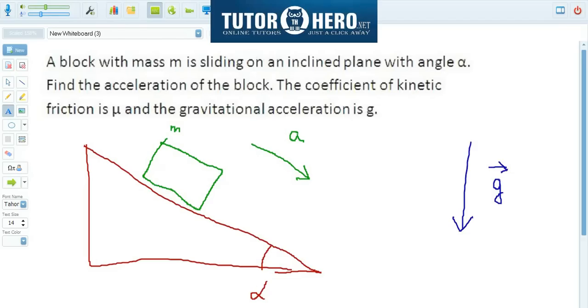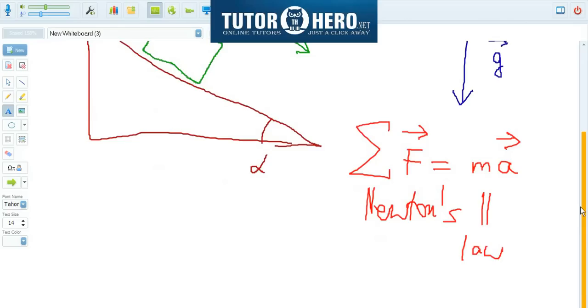So what should we use? We should use Newton's second law of dynamics. Newton's second law says that the product of mass and acceleration of the body is equal to the sum of the forces acting on the body. So this is Newton's second law. This is a vector equation, which means we have to project it onto axes.